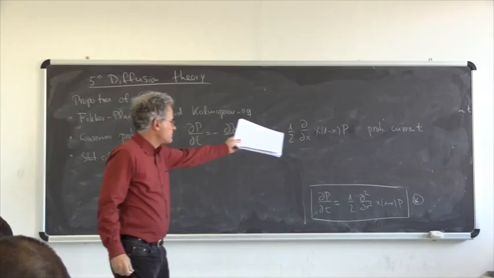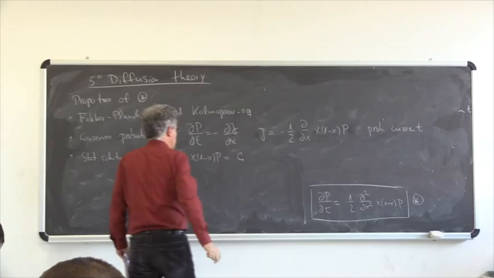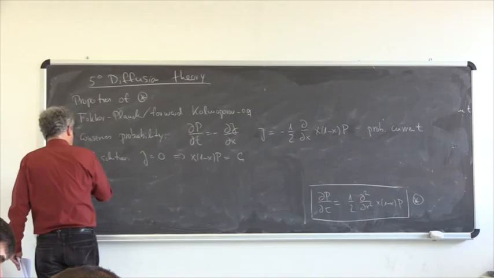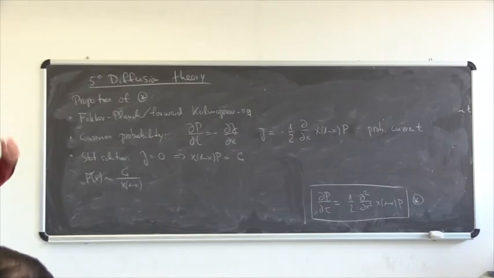Which means that the thing behind the derivative should be a constant, right? So x times 1 minus x times p should be a constant, which I can call c. And so if this is supposed to be a stationary solution, then p has to be a constant divided by x times 1 minus x. So this is what a stationary solution of this equation would look like.